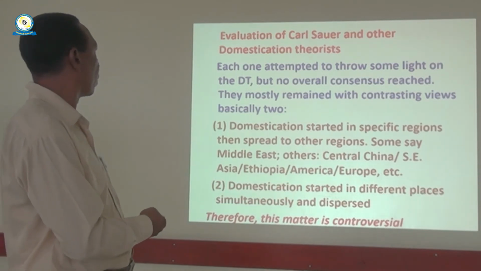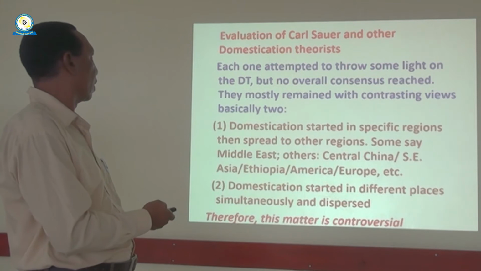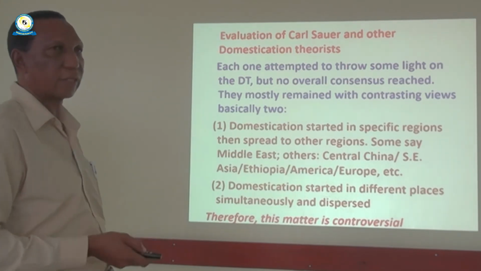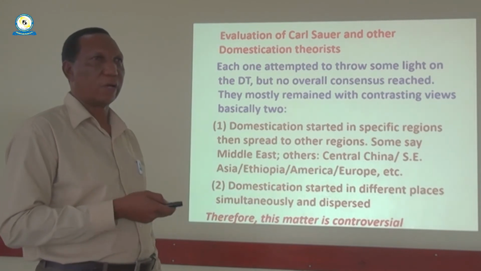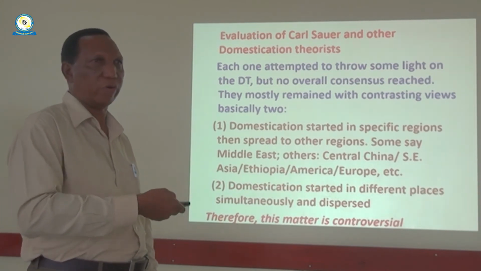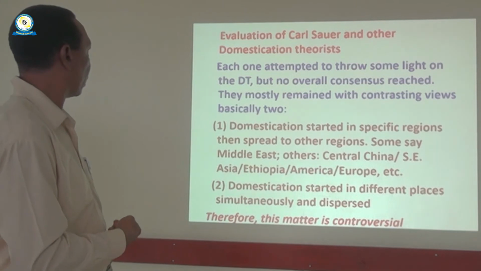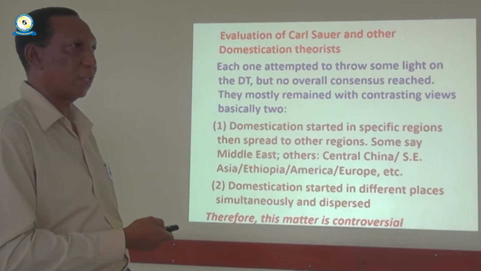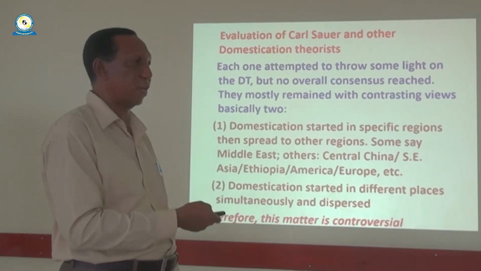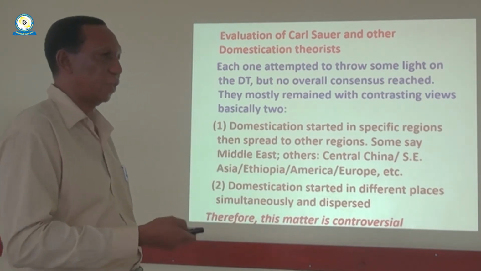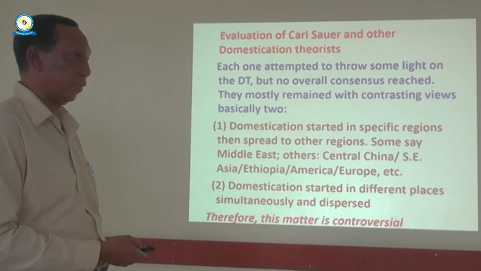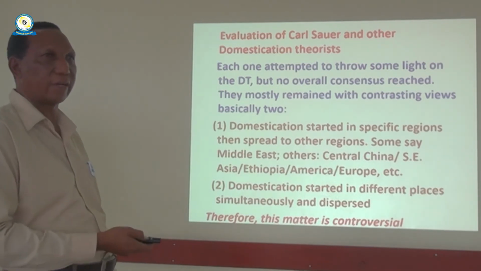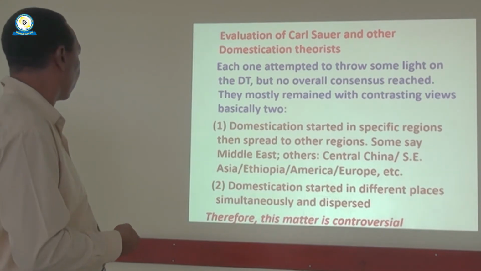Now, evaluation of Sauer and other domestication theories. Each one attempted to give some thorough knowledge about domestication, but they didn't reach a consensus. You cannot sit down and say that this is the general understanding of how domestication of crops took place. So each one has a different view from the other. Some agreed and some conflicted.